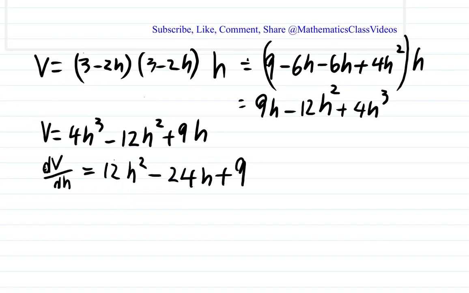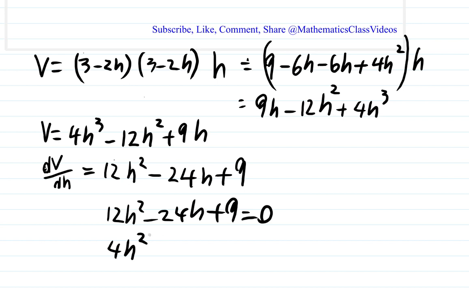Without the graph, we would have to do this to find the maximum and minimum points. Here we have 12h squared minus 24h plus 9 equals 0. We have to equate it to 0. Suppose we divide by 3 to get smaller numbers. We'd have 4h squared, because 3 into 12 is 4, minus 3 into 24, which is 8h, plus 3 into 9, 3, equals 0.